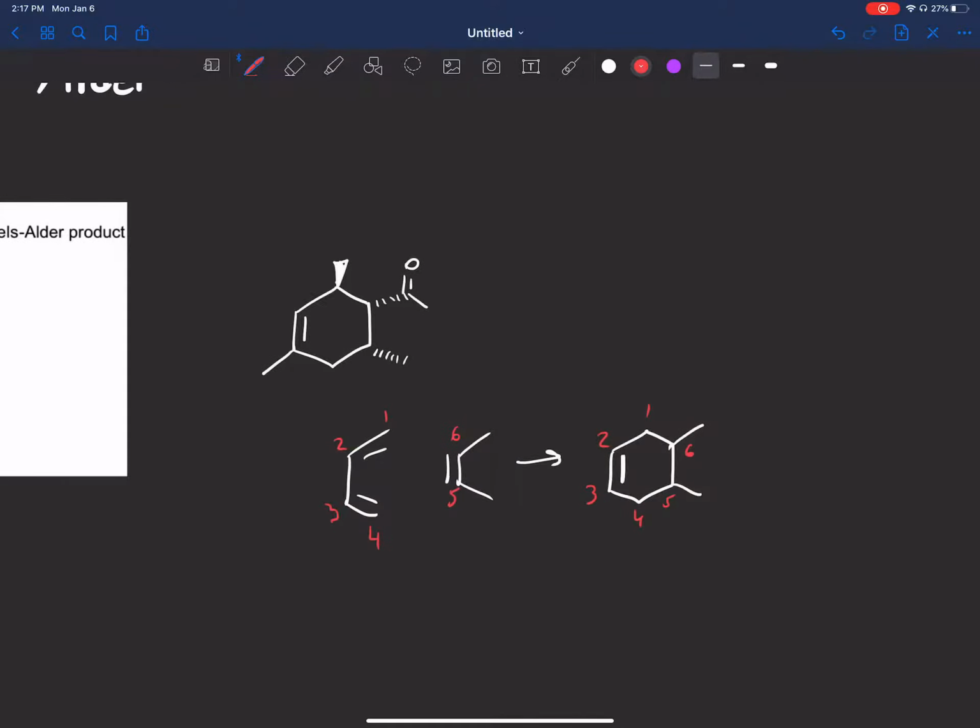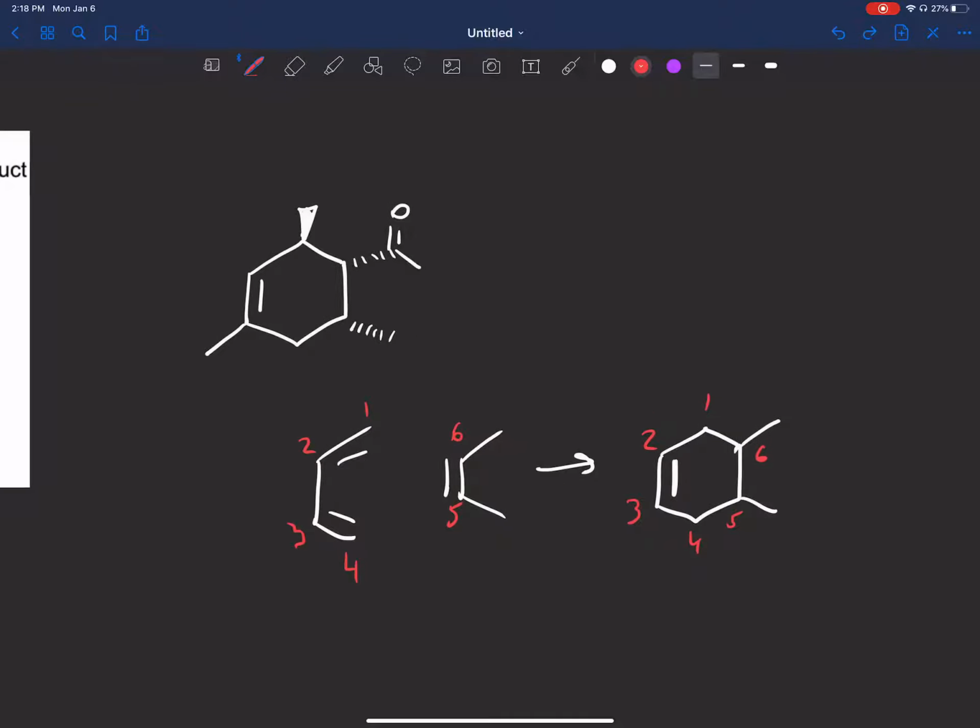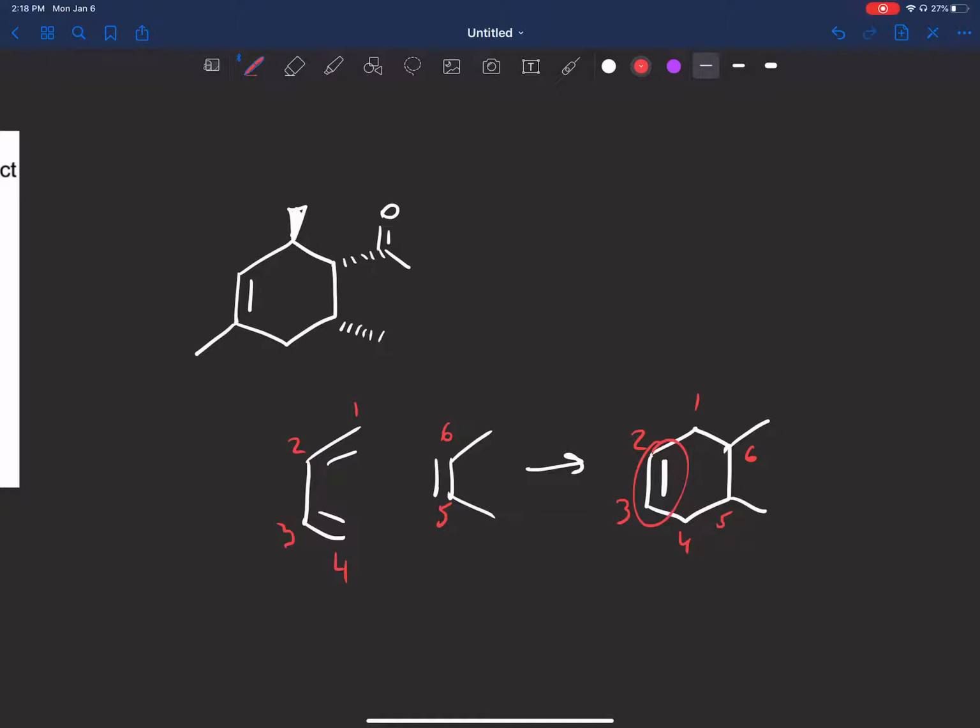So let's look at this. Carbon 2 and 3 on the product has a double bond. The dienophile originally had a double bond on 6 and 5, and that disappeared. And we had double bonds between carbons 1 and 2, and 3 and 4, and that disappeared as well. So what you can kind of do is this double bond needs to end up on carbons 6 and 5 again. Remember, this wasn't the actual double bond.